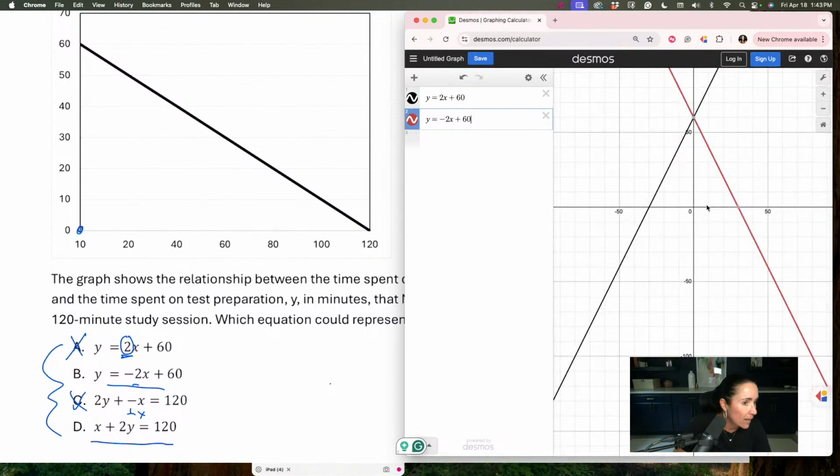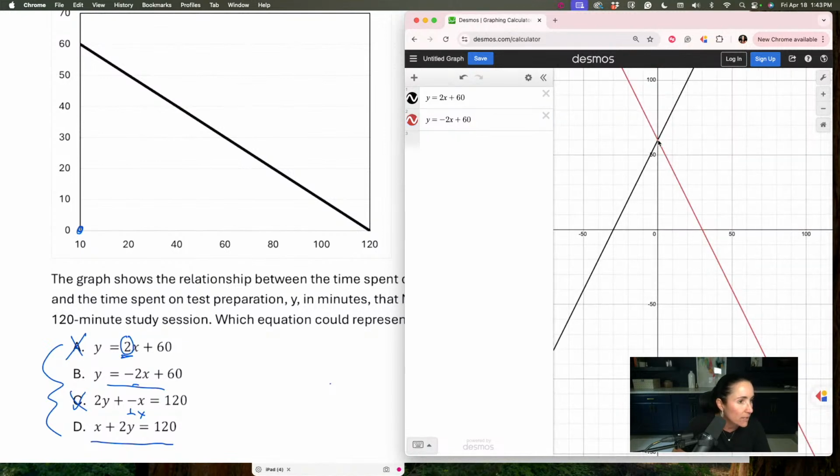It is a negative line, but it's a little different here. Where is it crossing the y-axis? Okay, it's crossing the y-axis at 60. Where is it crossing the x-axis, at 30? Where does it cross the x-axis here? It crosses at 120. So it's a little bit of a steeper sloped line. It doesn't really match. Let's keep going.